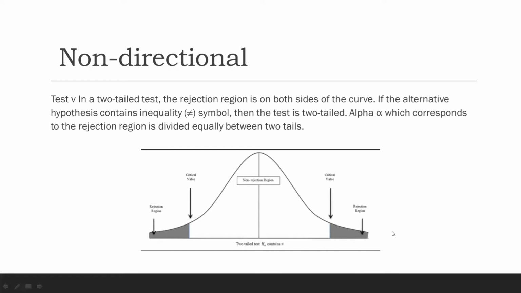Since dalawa siya, dahil yung ating alternative hypothesis contains an inequality symbol, so this is also a two-tailed. So, dalawang side yung ating rejection region. So, kapag nag-exceed dito yung ating test value, then it is rejected. Pero pag nandito naman yung ating test value, then it is accepted.